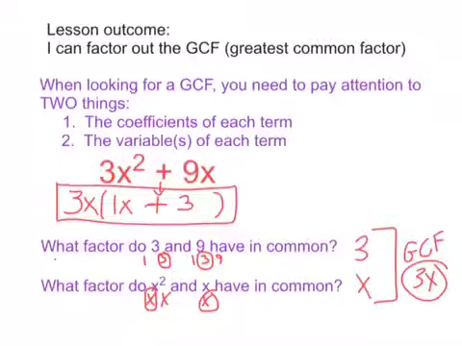I think it's important to remind you that if we use the distributive property right now and distributed this 3x times the 1x and the 3x times the 3, you would arrive back at this answer right here, right? Because 3x times 1x is 3x squared, and 3x times 3 is 9x.